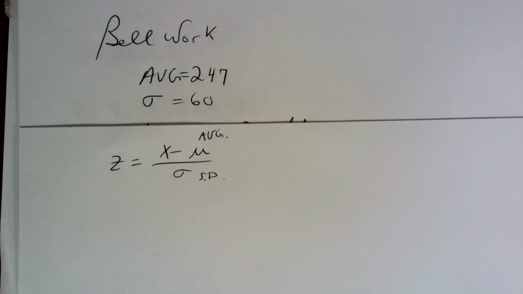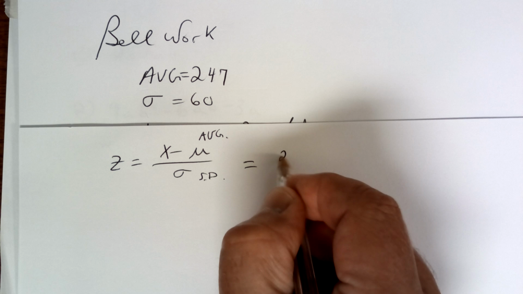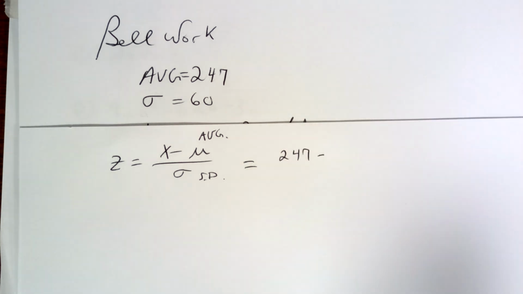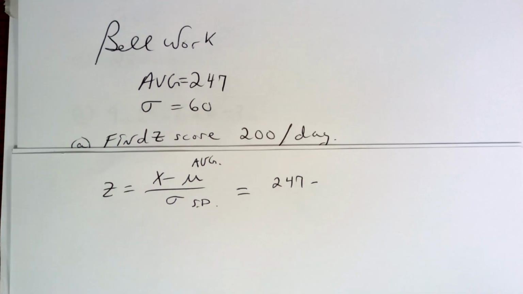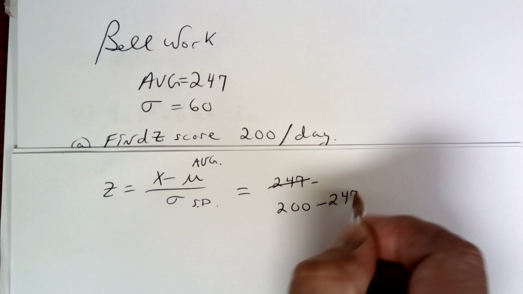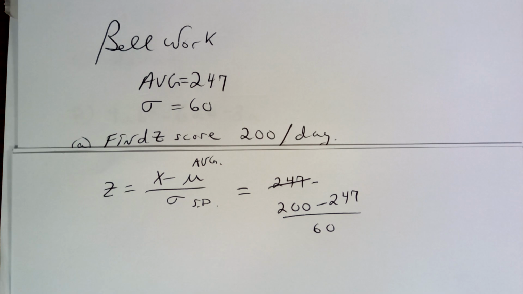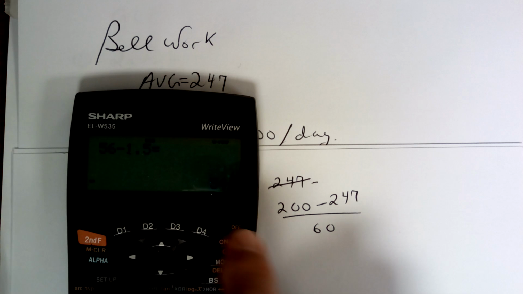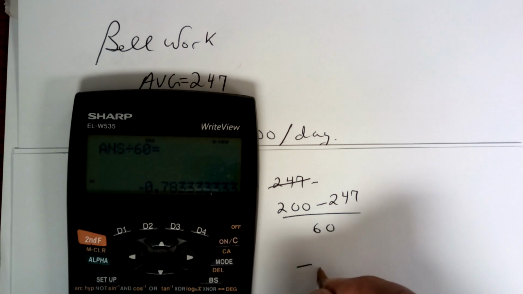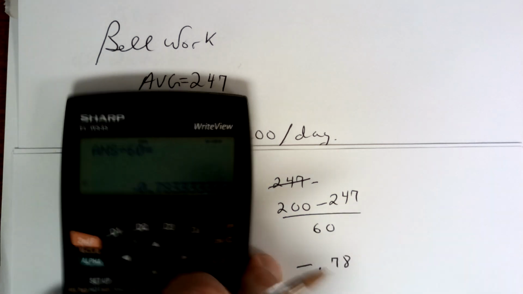So the average is 247 minus, and actually no, it's $200 a day minus the average divided by 60. So let's take the calculator and we're going to clear it out. It's going to be 200 minus 247, press equals, divide by 60. Now you got to be careful if it's a negative, and this one is a negative, so that's a negative 0.78.